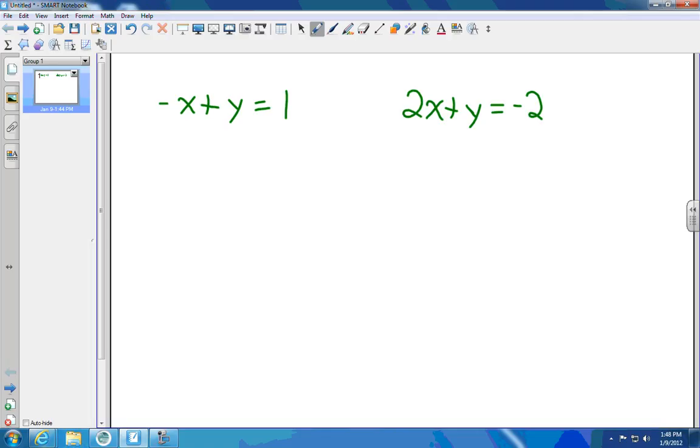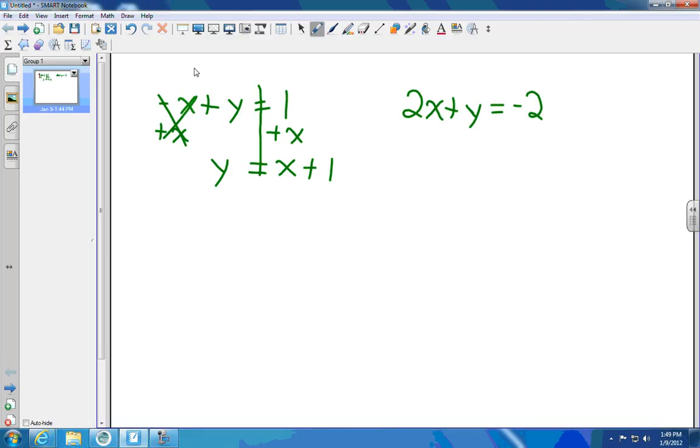So if we were going to solve this first equation for y, what would we need to do? What do we need to get rid of there? Yeah, the negative x. So to get rid of a minus x, what would you do? So we're going to put plus x on both sides. So what does that leave over on the left? Y equals x plus 1. Again, you should be able to do that in your sleep by now. Most of you can, and that's good. So that is step 1. We solved one of the equations for one of its variables. That's what step 1 says.